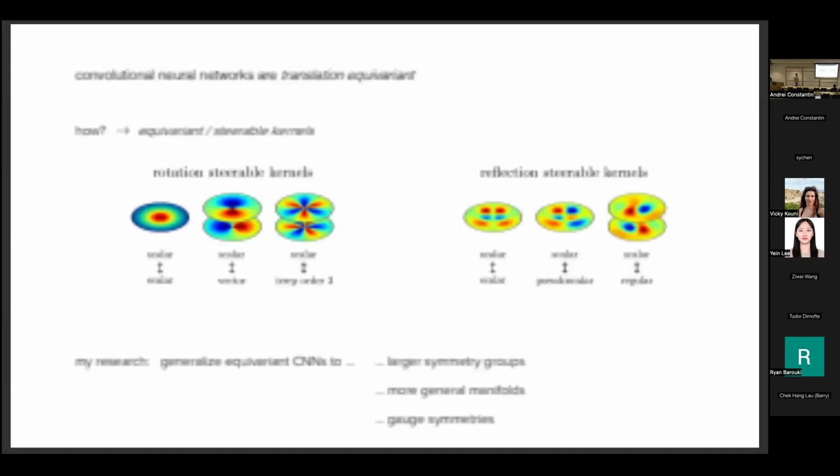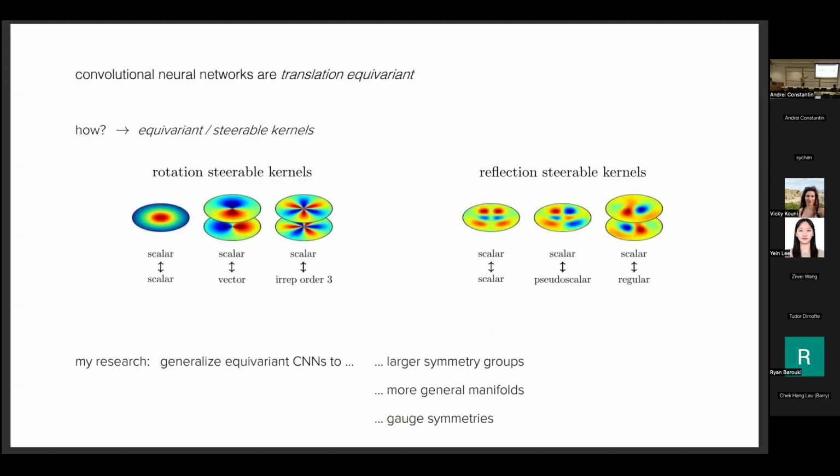And as it turns out, all these three generalizations lead back to the same constraint on convolution kernels. So we end up with so-called steerable convolution kernels. And they will have certain symmetries in themselves, depending on whichever groups and representations you're choosing. So here you have rotation steerable kernels with certain rotational symmetries, or reflection steerable kernels with reflection symmetries.